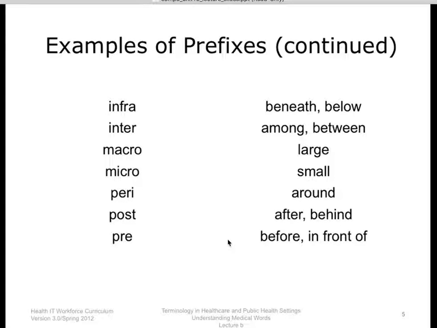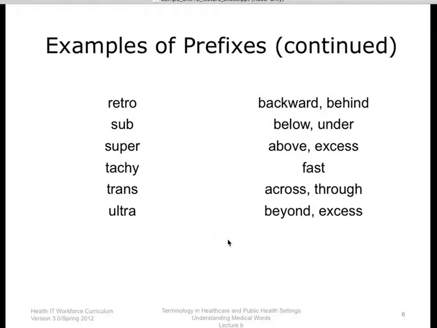Infra means beneath or below. Inter means among or between. Macro is large. Micro is small. Peri is around. Post is after or behind. Pre is before or in front of. Retro means backward or behind. Sub means below or under. Super means above or excess. Tachy means fast. Trans is across or through. Ultra means beyond or excess.